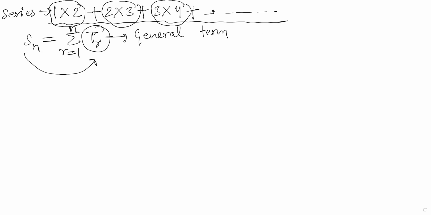So let's start with this only. What would be the next term of this series? 4 into 5, correct. Which is the fourth term or fifth term? Oh, fourth term. Then it would be 5 into 6. So the fifth term is 5 into 6. The sixth term is 6 into 7.